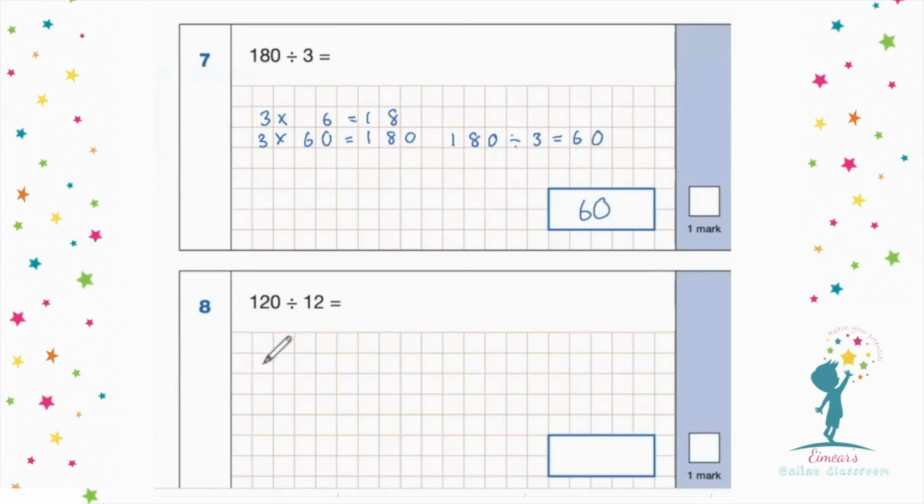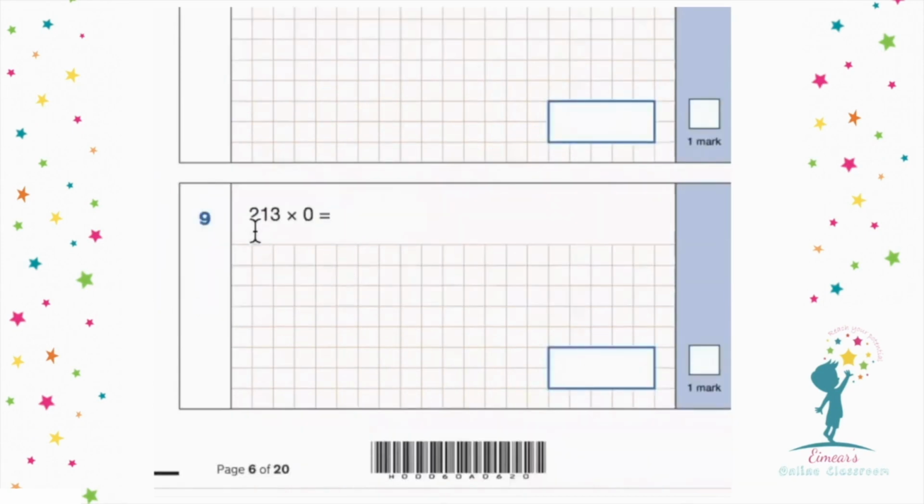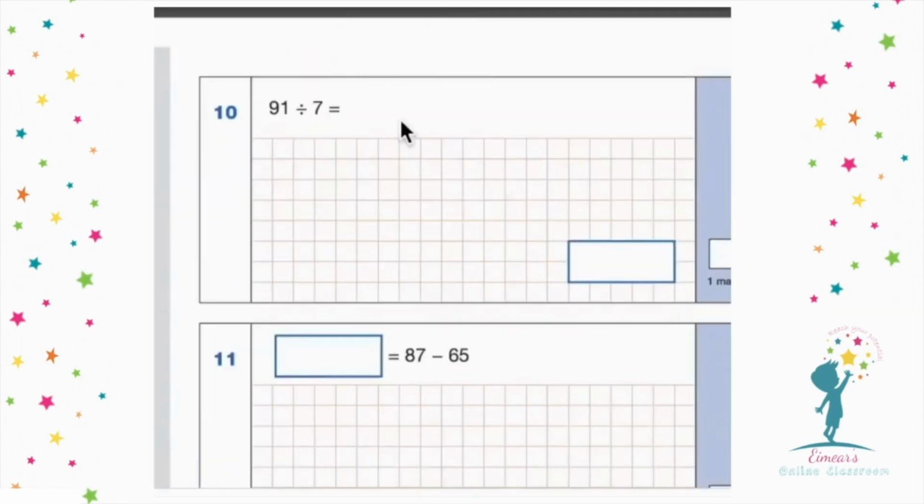Question 8, 120 divided by 12. Straightforward times tables, 10 12s are 120. So question 9 was 213 times 0. This can catch children out because they're automatically thinking 213 is the answer, but 0 times anything, the answer is going to be 0.